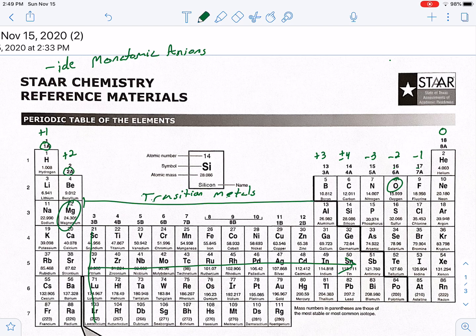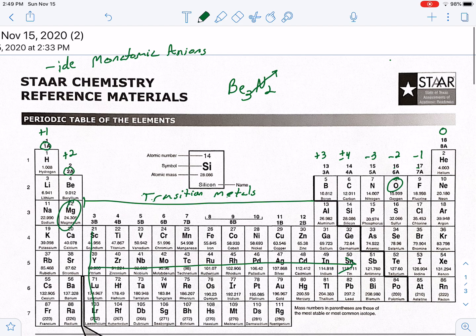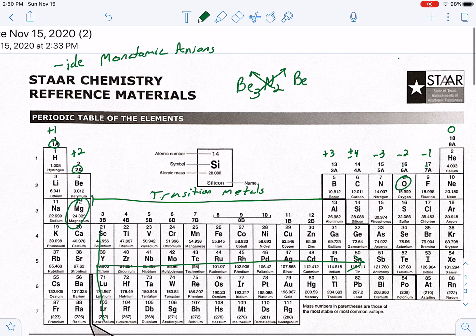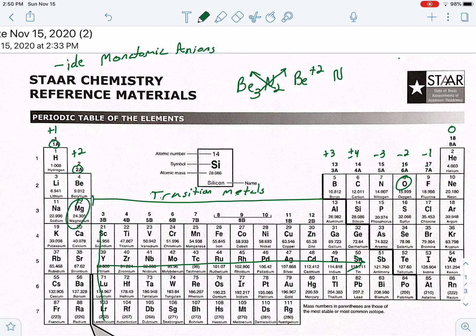I have Be3N2. So I can do reverse crisscross. We'll try it and see if it works. So this 3 goes up here to the N, and this 2 goes up here. So that's basically stating that Be has a +2 charge, and then N has a -3 charge.